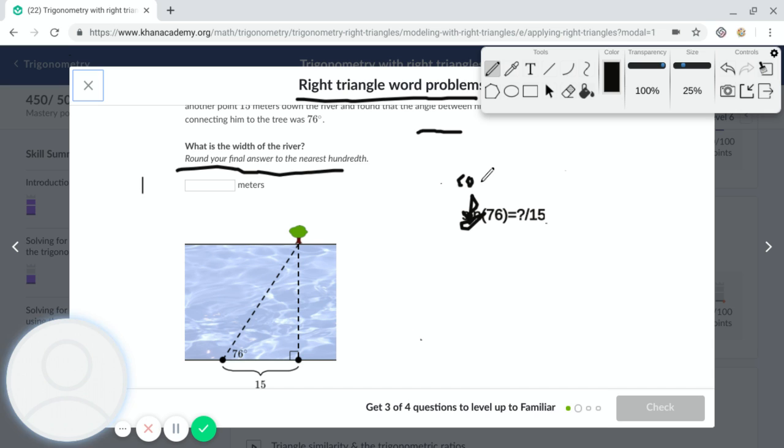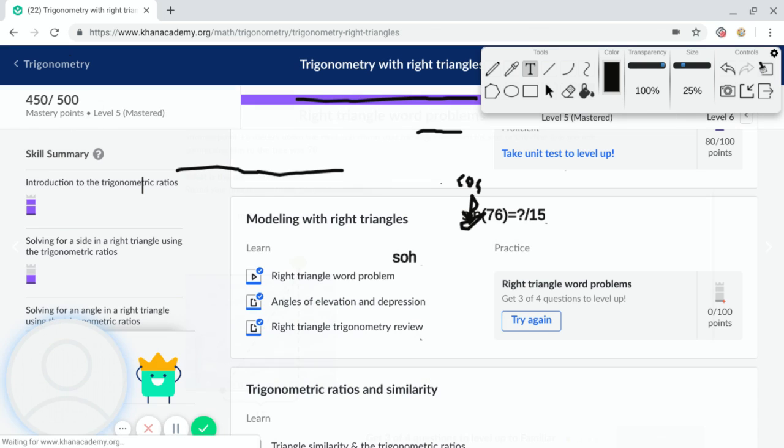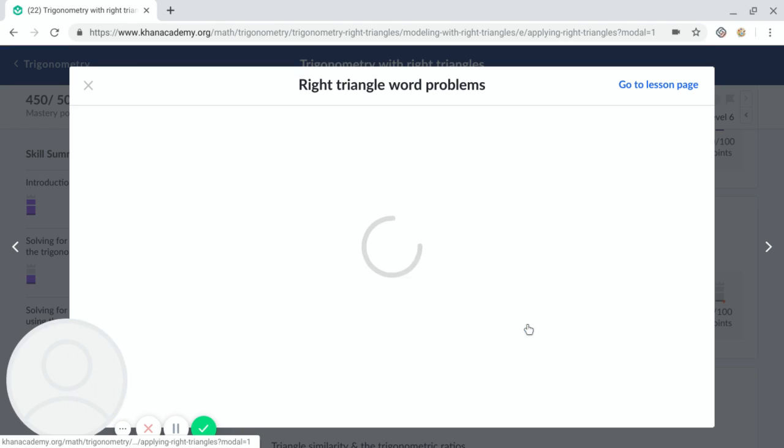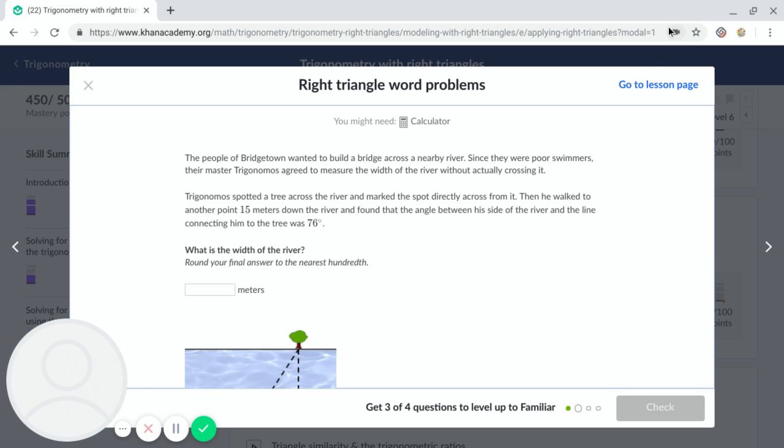I'm forgetting my SOHCAHTOA. For those of you who do not know what that is, sine is opposite over hypotenuse. Oh, okay, hold on. Cosine is adjacent over hypotenuse and tangent is opposite over adjacent.